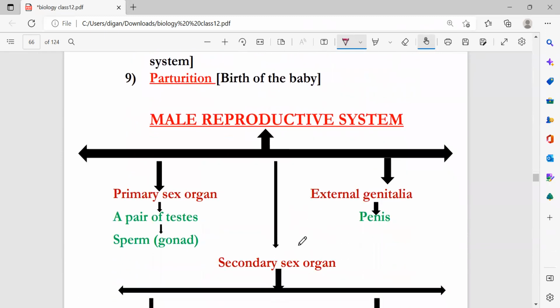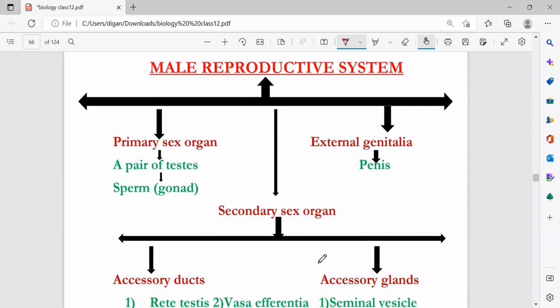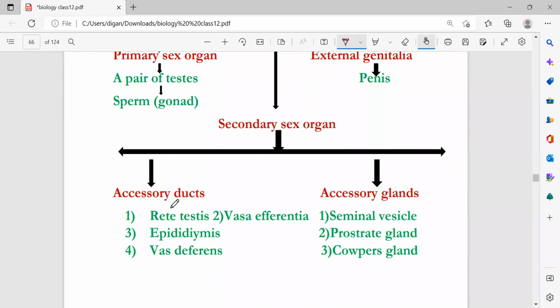Next point, come to the important topic, that is the male reproductive system. In the male reproductive system, it has mainly three parts. First part is primary sex organ, second is secondary sex organ, and third one is external genitalia. Under primary sex organ, where the sperms or male gametes are formed, that is a pair of testes. Secondary sex organ is of two types.